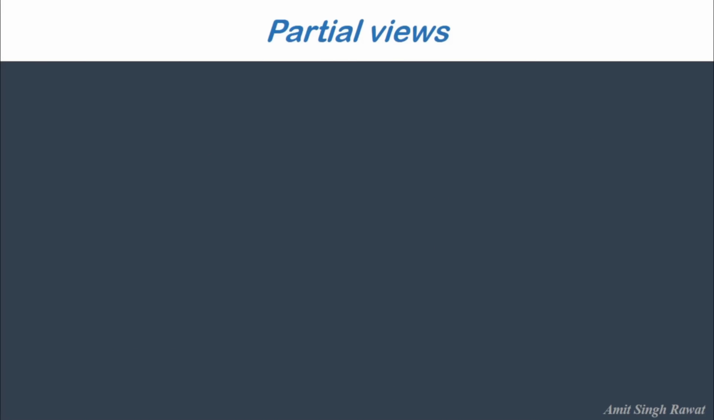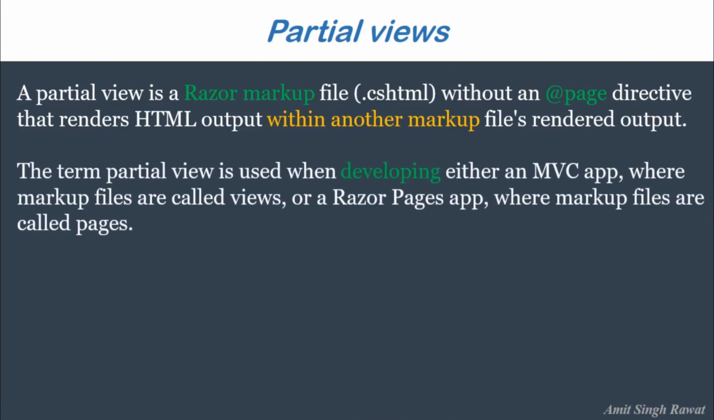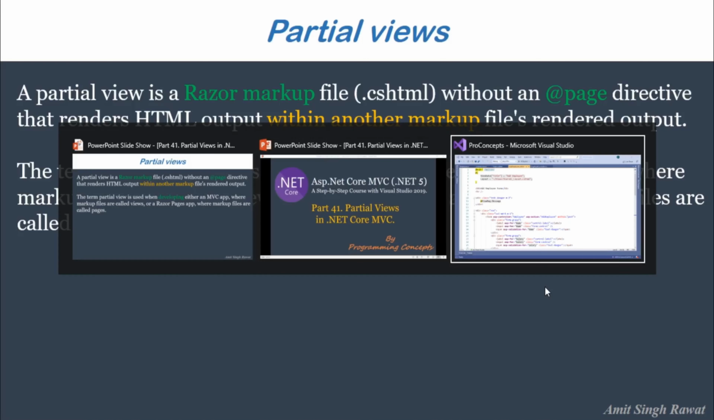So what is partial view? Let's read the definition first. Partial view is a razor markup file without an @page directive that renders HTML output within another markup file's rendered output. The term partial view is used when developing either an MVC app where markup files are called views or a razor pages app where markup files are called pages. Alright, let's get back to Visual Studio.